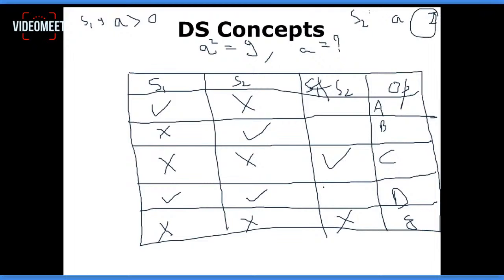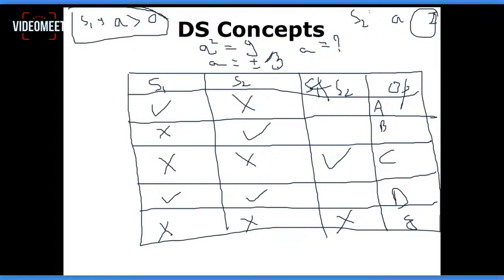Now the very important rule for data sufficiency: when you see one statement, don't have your eyes on another. Always see each statement alone. When you are seeing S1, don't flirt with S2. Leave S2 alone. Now first understand a square equal to 9. Can you solve it? You get a equal to plus minus 3. That means you're not getting a single value of a; you are getting either plus 3 or minus 3. So we will only talk about S1 and hide S2. What does S1 say? S1 says a is positive.